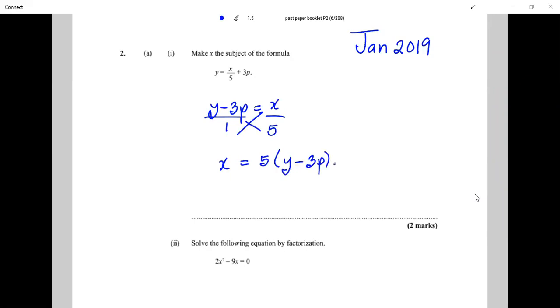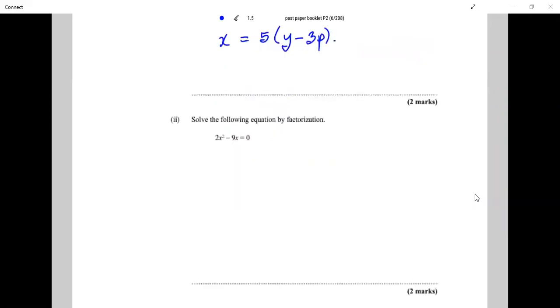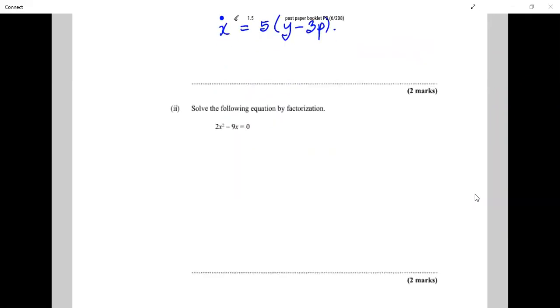All right, let's go to part (ii). Part (ii) says, solve the following equation by factorization. All right, it has been a while since I've seen the examiner do this, where he's telling me to solve it, and he's telling me specifically what to use to solve it. So this, of course, is a quadratic equation.